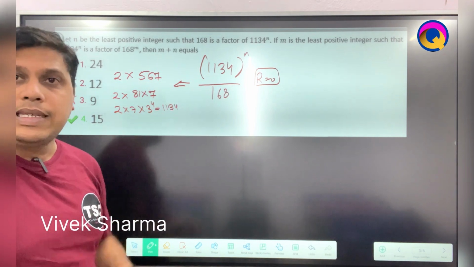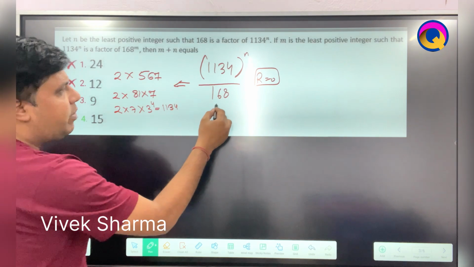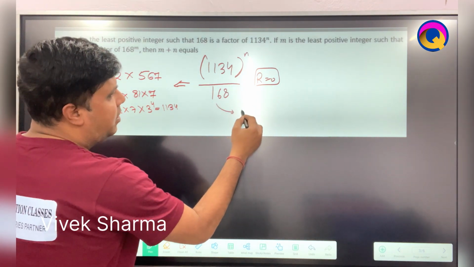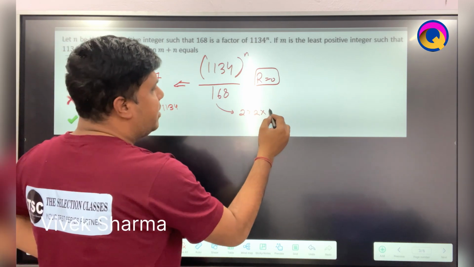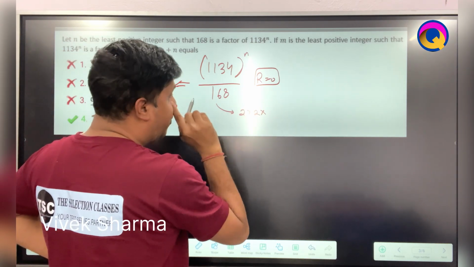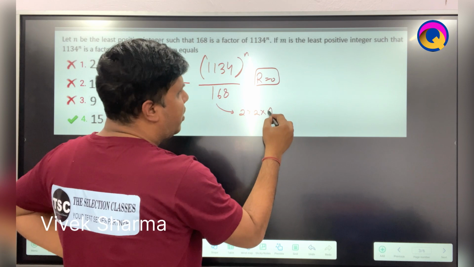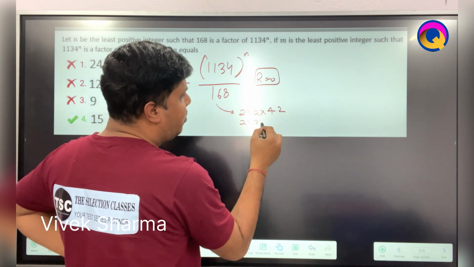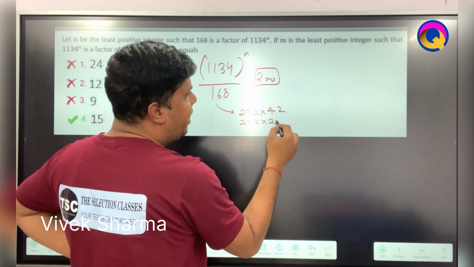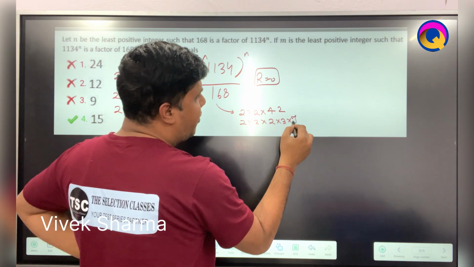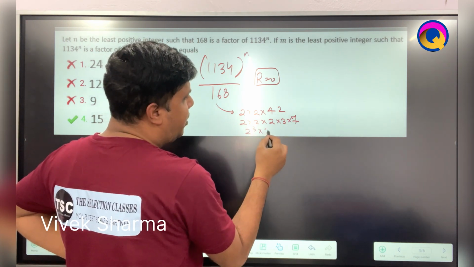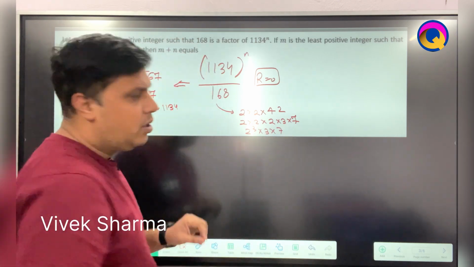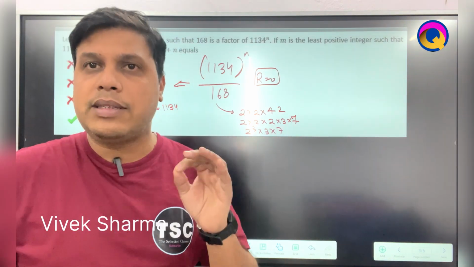If I talk about 168, so 168 can be broken as 2 into 84, we can say 4 fours are 16, 42. Again 2 into 42 can be split as 2 into 3 into 7. So this is going to be 2 power 3 into 3 into 7. So hopefully this prime factorization is clear to you.